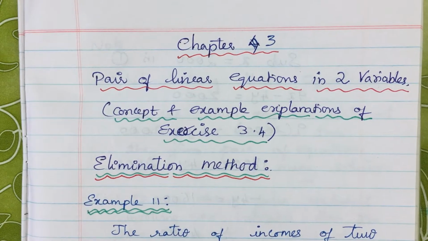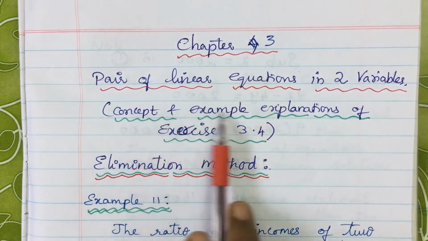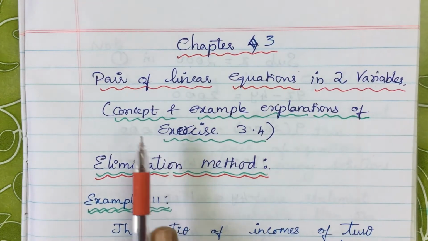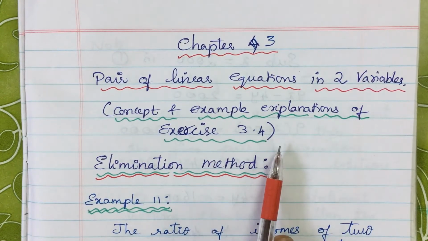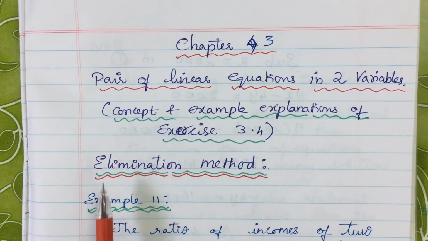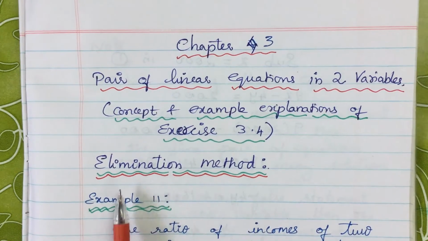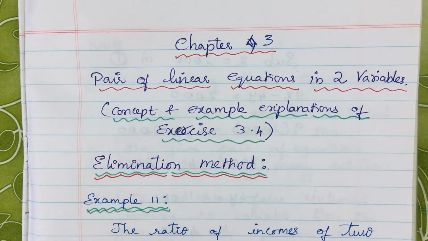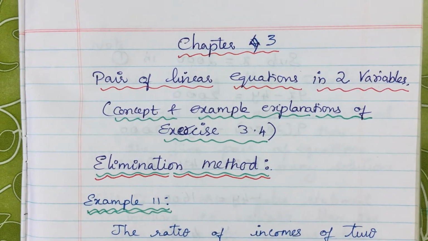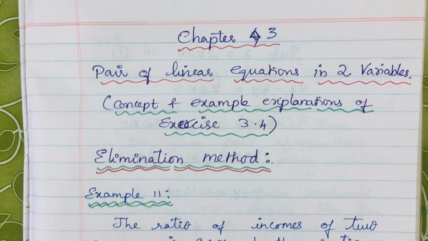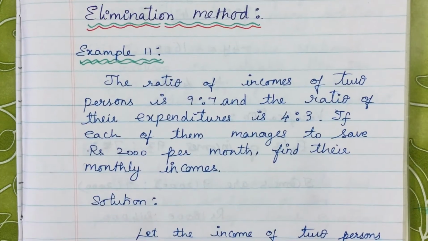Today what you are going to see is chapter 3, pair of linear equations in two variables. Again the concept and example explanations of exercise 3.4. So the subtopic you are going to learn here is the elimination method. Right? Here you don't have any particular theory part. Directly we are moving on to example 11.